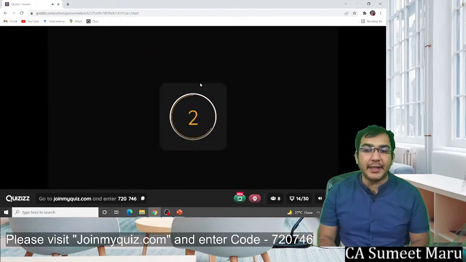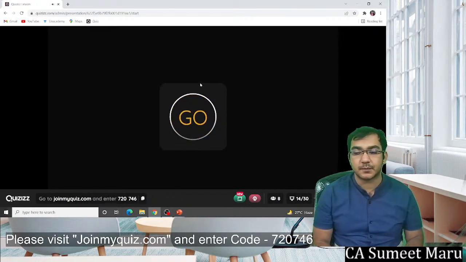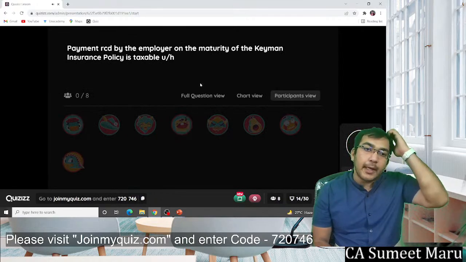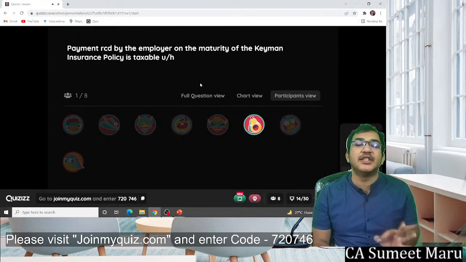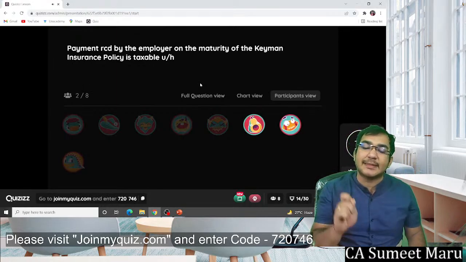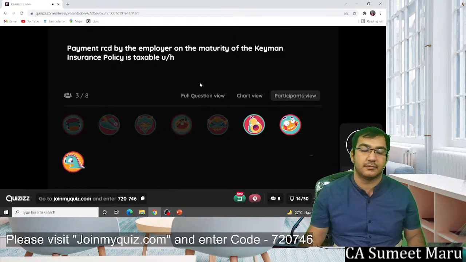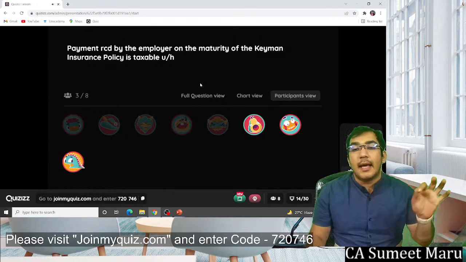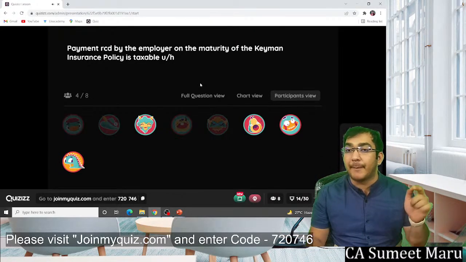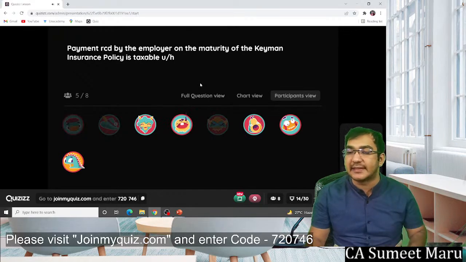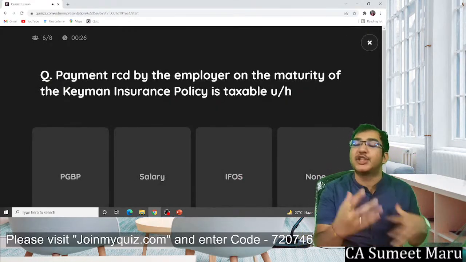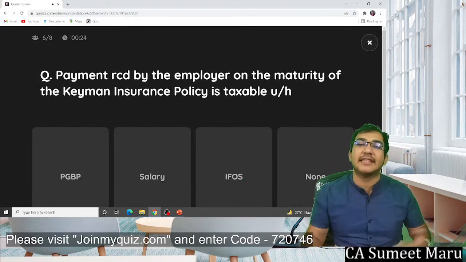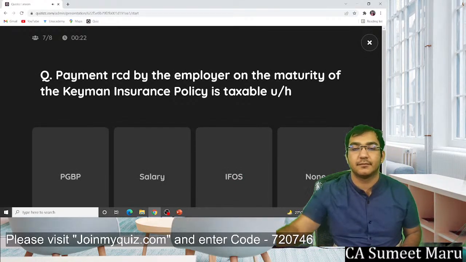Next question, question number 14. Payment received by employer on the maturity of key man insurance policy is taxable under the head dash dash. Employer payment received on maturity of key man insurance policy. मुकेश अंबानी के लिए हमने इंश्योरेंस किया जो मैच्योर हुआ है. So the maturity amount is taxable under which head?